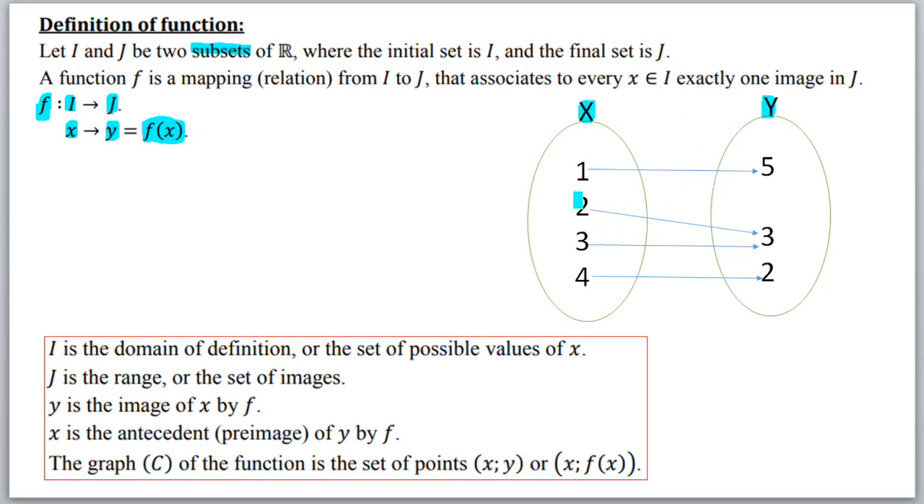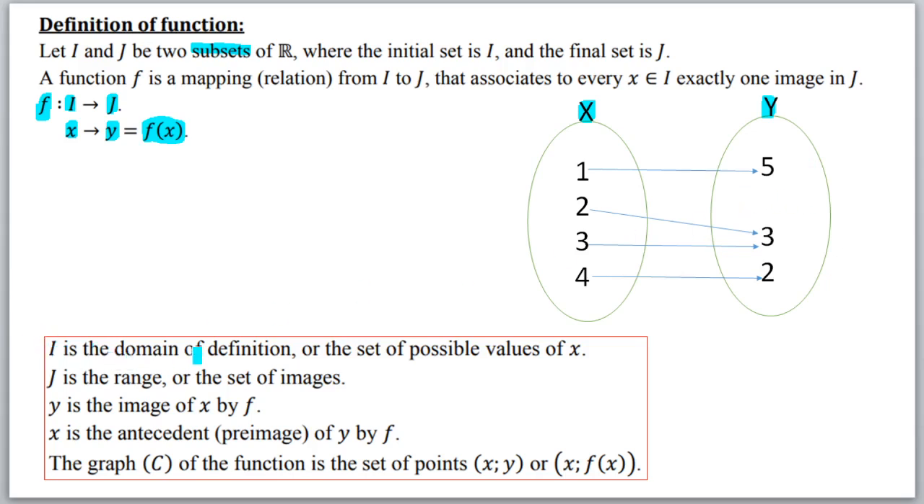For example here, 1 gives 5, 2 gives 3, 3 gives 3, 4 gives 2. 2 x's can give 1 y, it's okay. But 1 x couldn't give 2 y's. Okay, so for every element x belonging to I, there's exactly one image in J.